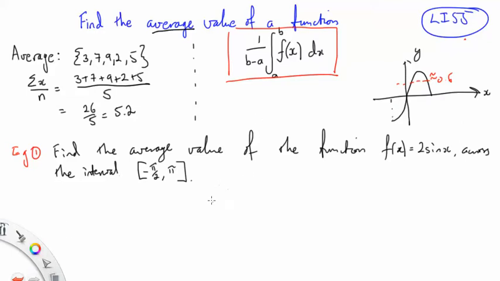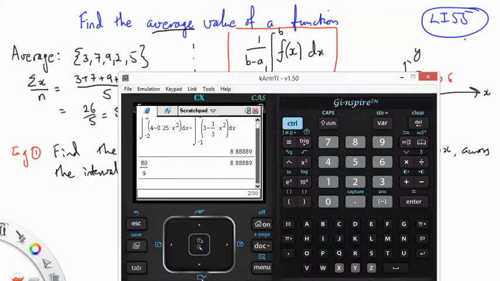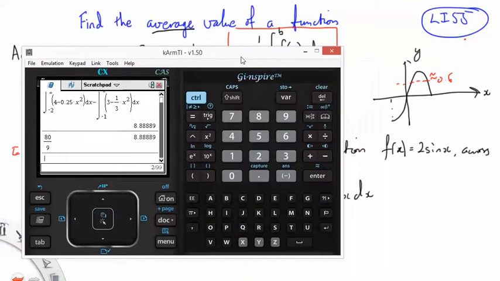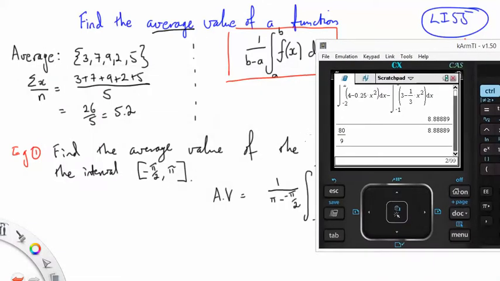So the average value, let's call it A, is 1 on pi minus negative pi on 2. Watch out for the double minus. From negative pi on 2 to pi, 2 sine x dx. We could do this by hand, but I'm pretty confident that we've covered integrals, so let's see what our CAS can do for us here.